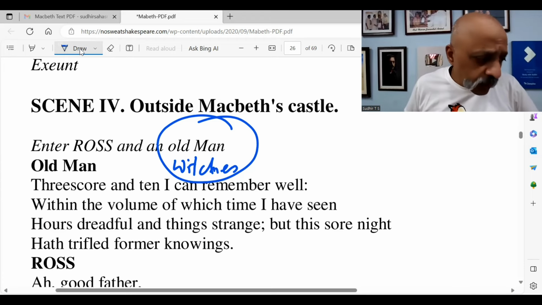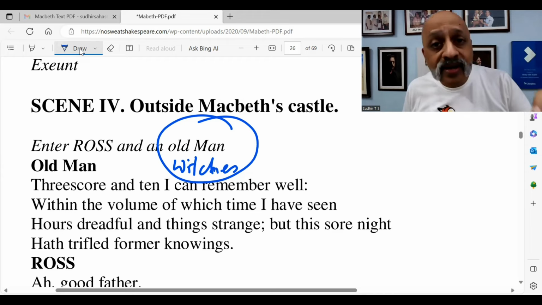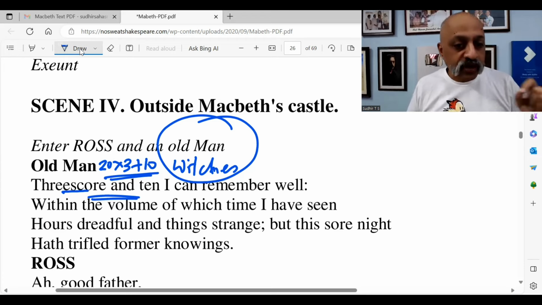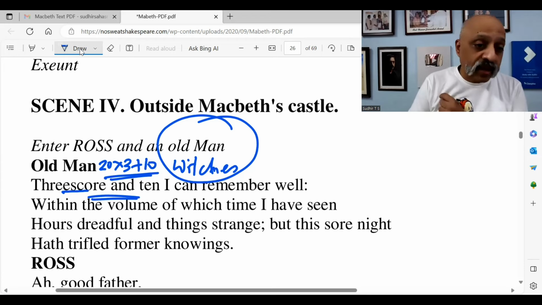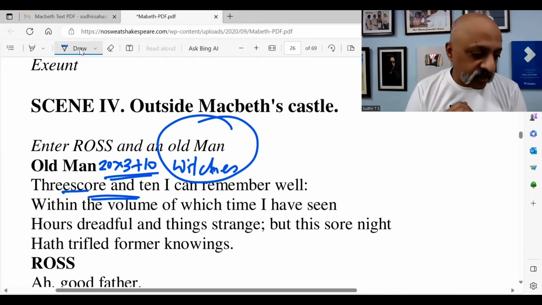Now, he says that I can remember clearly what happened in the last 70 years. 70 and 10. So 70 is 20. So 20 into 3 plus 10. So you are talking about 70 years. So for the last 70 years, mereko sab yaad hai, within the volume of which time I have seen. That is, I can remember clearly what happened in the past 70 years.